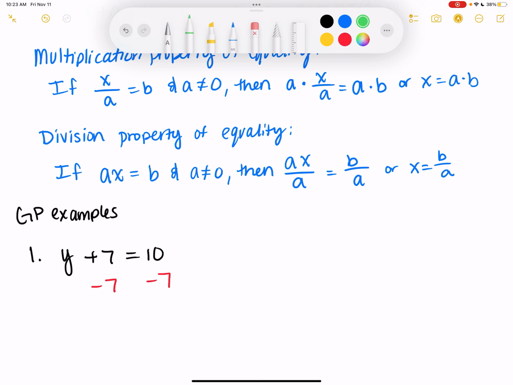So then on the left side where we have opposites, they cancel. So you're left with y equals 10 minus 7, which is 3.